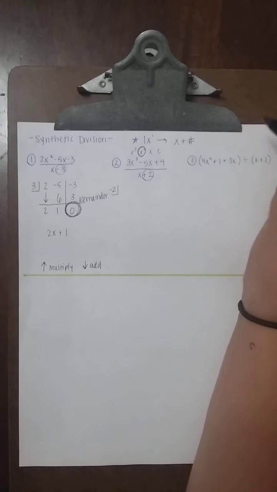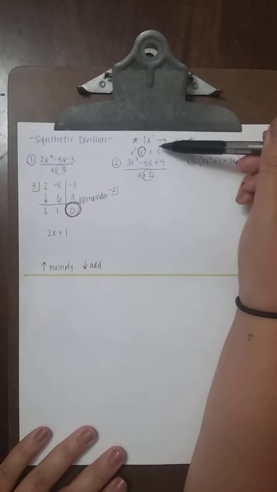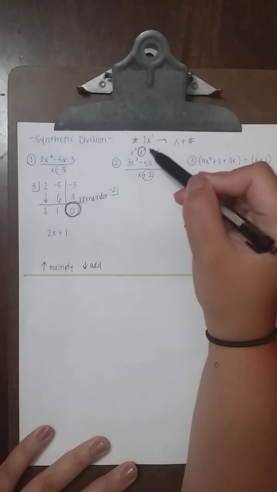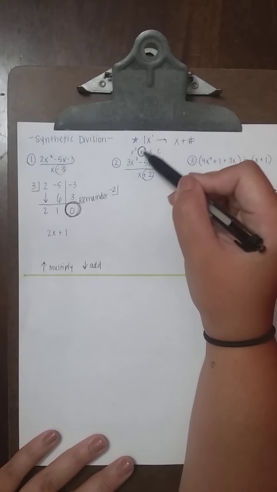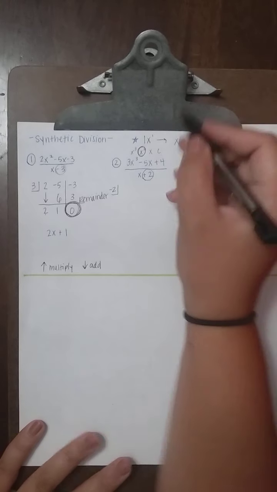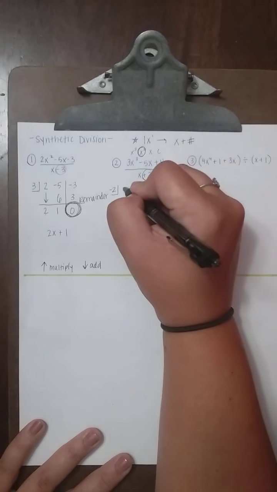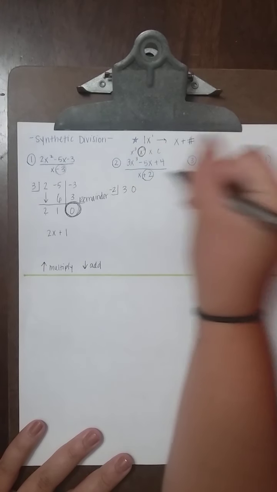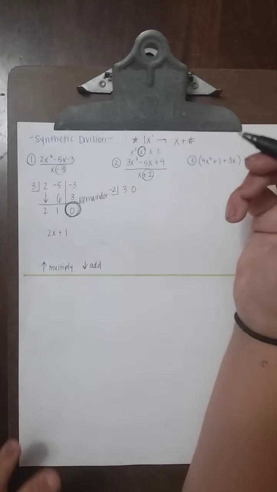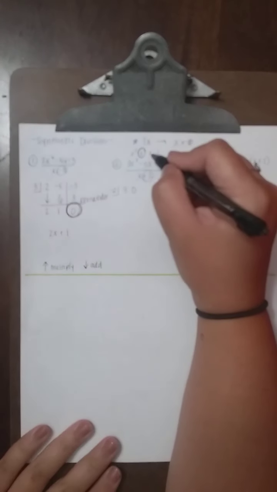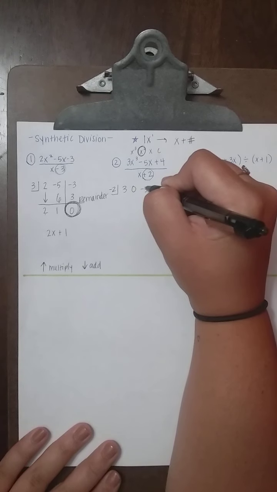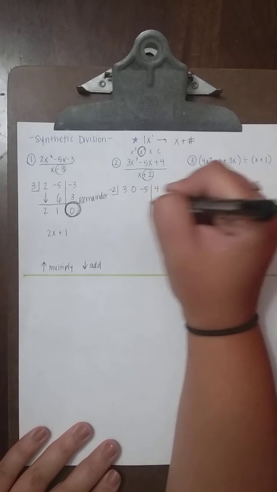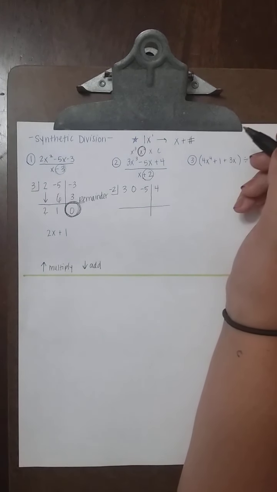When I go to write my coefficients, you have to account for every single one so that you don't skip or miss anything. That means that if I don't have an x squared, I'm going to use a placeholder of 0. So I'm going to start at the beginning. In front of my x cubed, I have a 3. In front of my x squared, because I don't have it, we're going to put in a 0, my placeholder. That's where my x squared would have been if I had one. Then in front of the x, I have a negative 5, and then my constant of 4. So with synthetic division, make sure you use a placeholder if you skip anything going down.